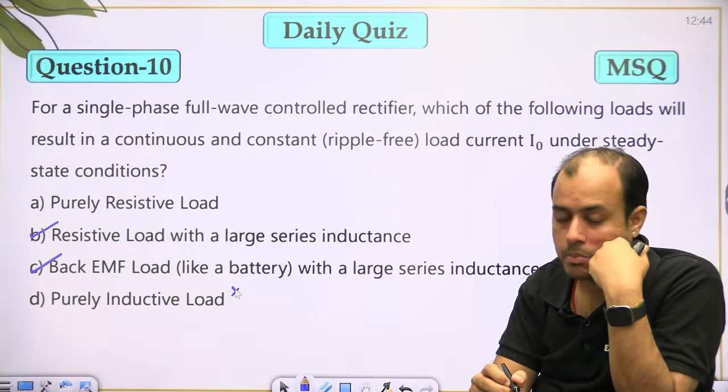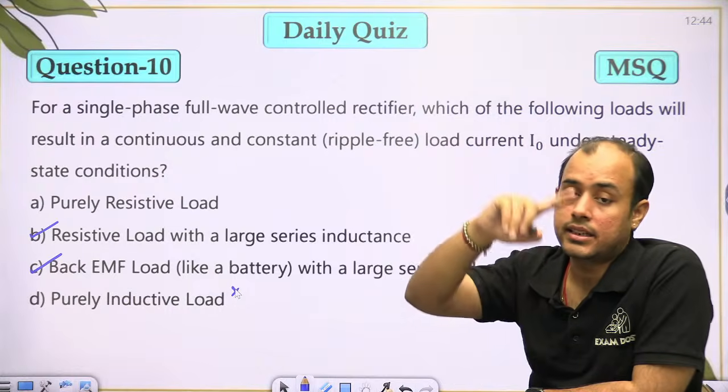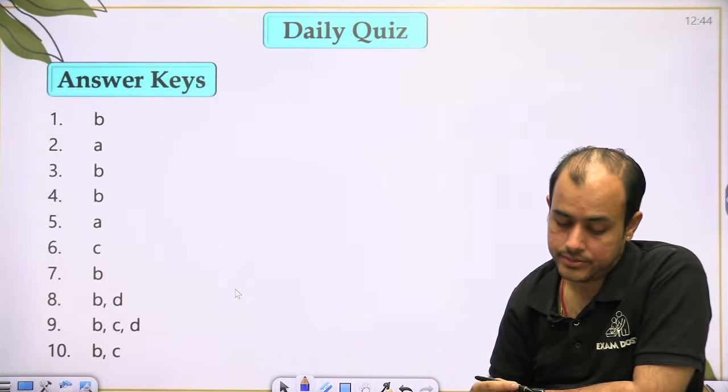प्योरली इंडक्टिव में तो रिपल आएगा. In purely inductive load ripple is there. इंडक्टर चार्जेस डिस्चार्जेस, चार्जेस डिस्चार्जेस. तो यू कैन यूज बी एंड सी.